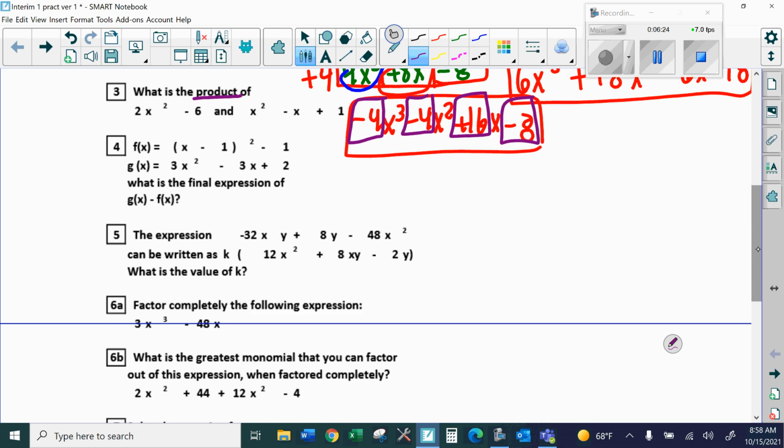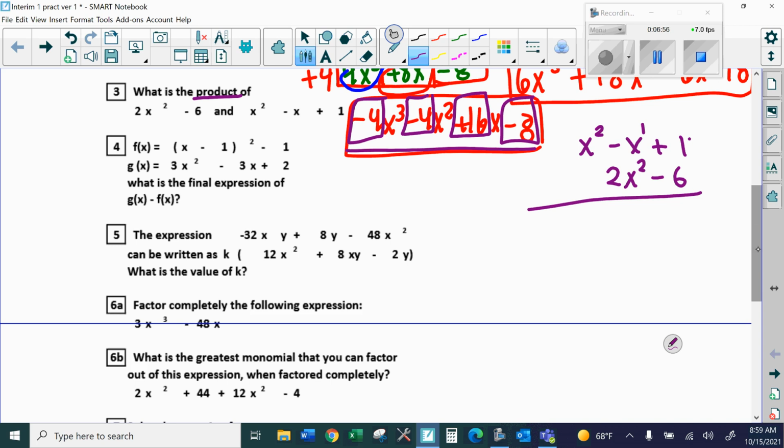Okay, so we have x squared minus x plus 1 and 2x squared minus 6. Notice these are both written in standard form. Remember, standard form means highest degree down. So I went degree 2, degree 1, and degree 0. And then here's degree 2, and then degree 0. There is no degree 1 on that one. You always write your answer in standard form, highest degree down.